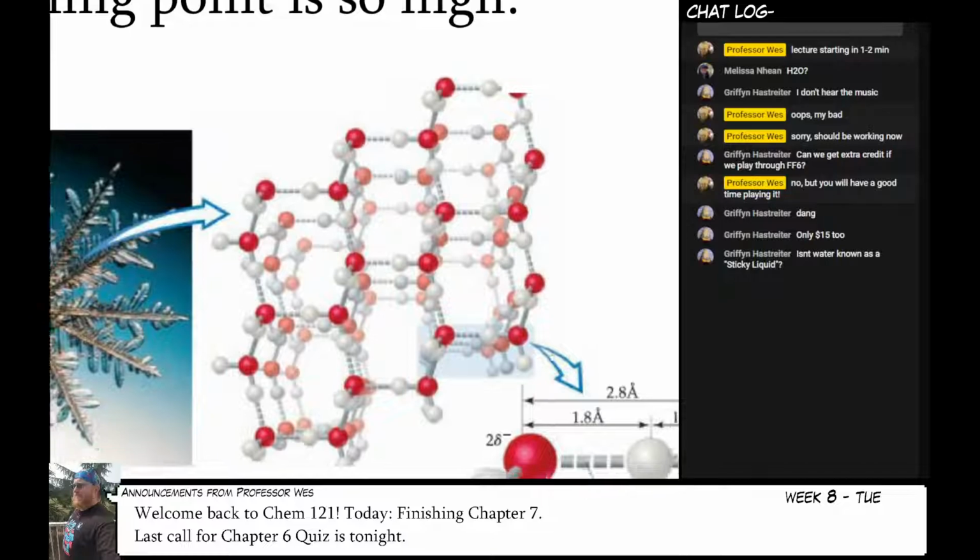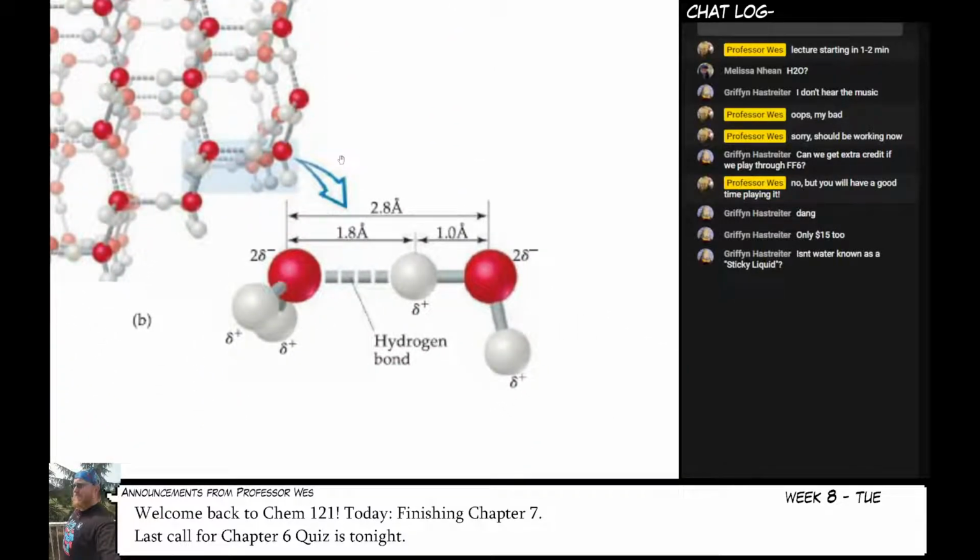And if I zoom in on just one of those, that looks like this. Again, don't worry about the numbers. The numbers aren't important. But what is important here is that the distance for the hydrogen bond is very, very small, which means that it is much stronger than any other intermolecular force, due to it being very polar and having a very short distance between the dipoles.